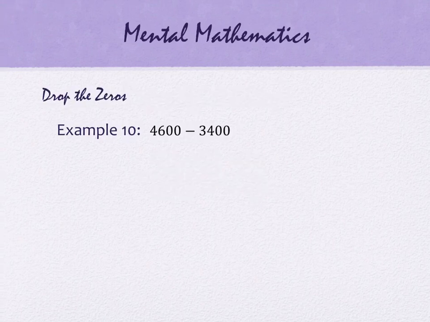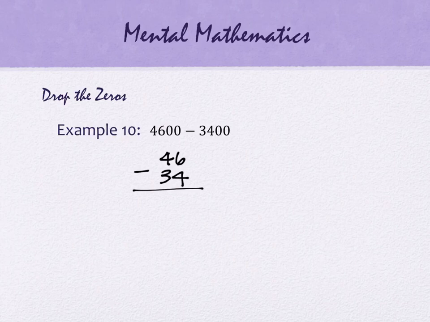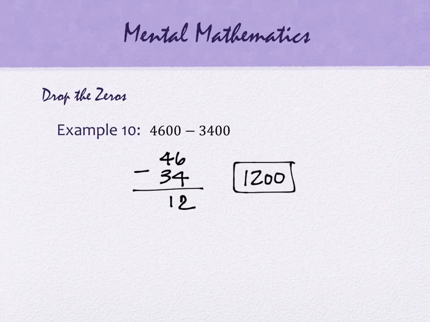And the last strategy is called drop the zeros. So again, this doesn't work on every value, but when it does work, it's a nice one. This is 4,600 minus 3,400. So what that really means is I'm essentially looking at 46 minus 34. I'm ignoring or dropping the zeros. So what do I get when I do 6 minus 4? 2, and 4 minus 3? 1. And then in my answer, I put the zeros back on. 1,200.